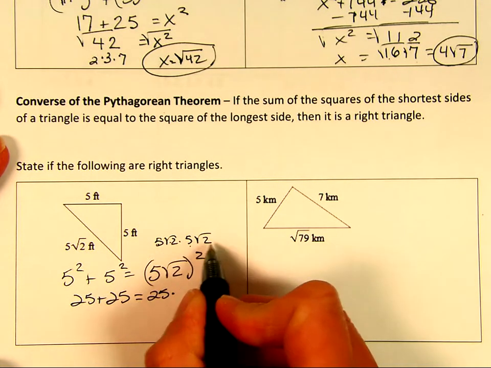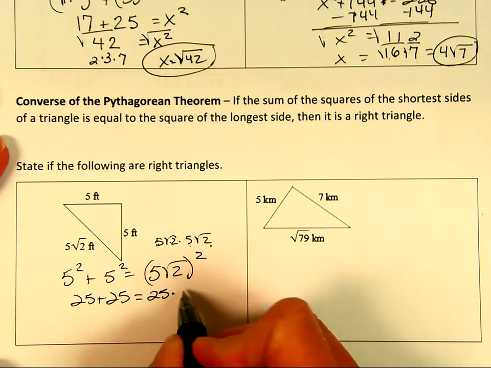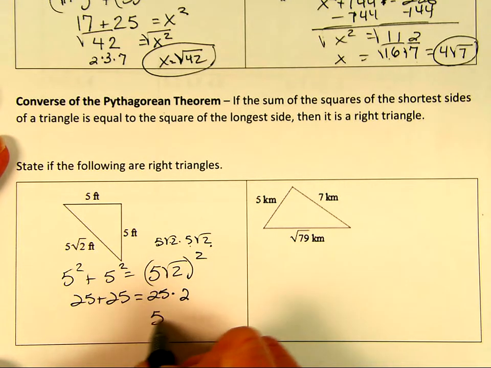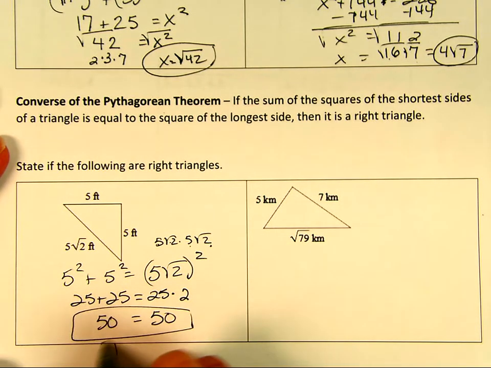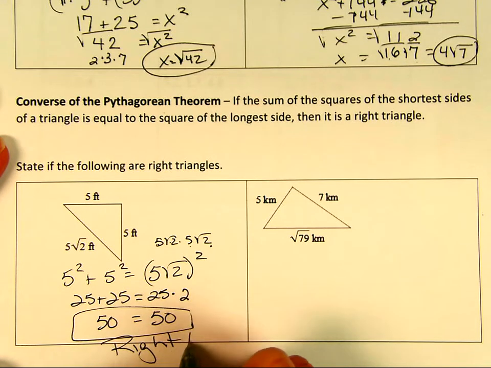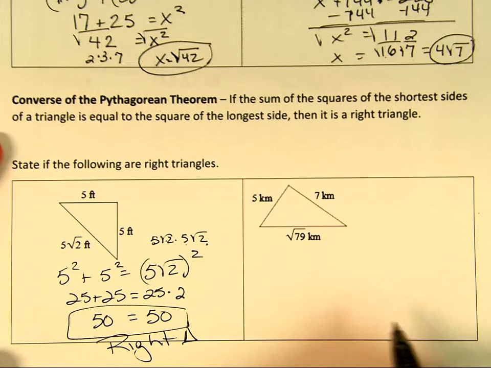And then square root of 2 times the square root of 2 is the square root of 4, which is just 2. 25 times 2 is 50. 25 plus 25 is 50, so it indeed is equal. So yes, that is a right triangle. Okay, let's try this one.